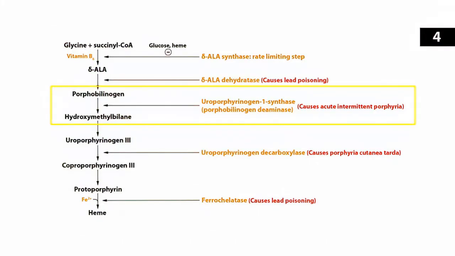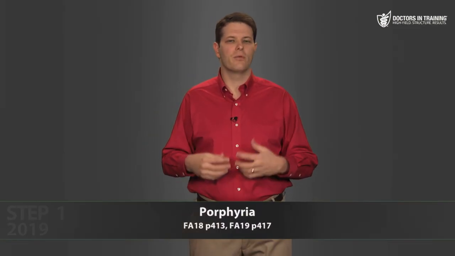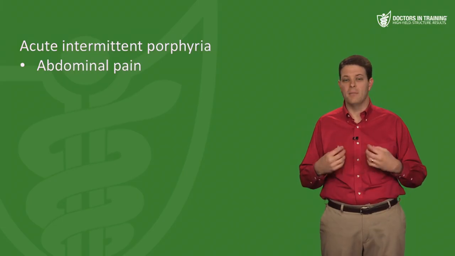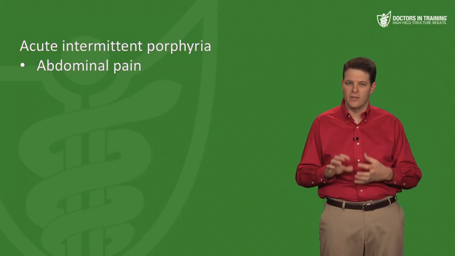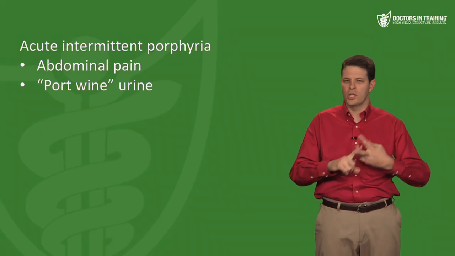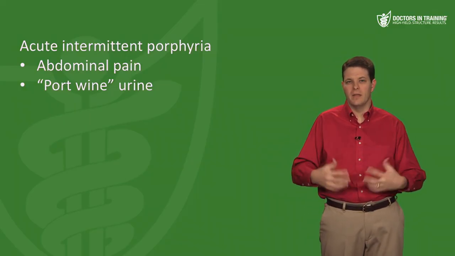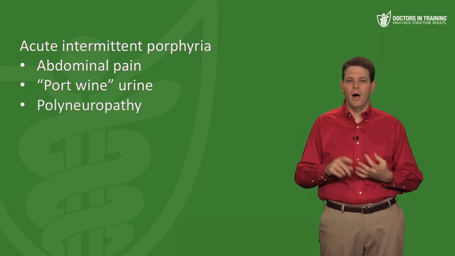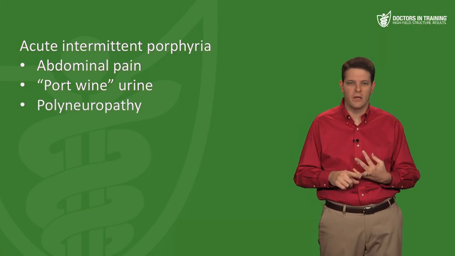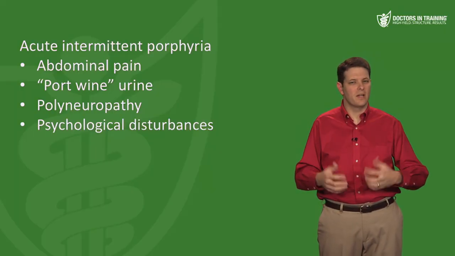Acute intermittent porphyria is caused by a deficiency of uroporphyrinogen 1 synthase, which is also known as porphobilinogen deaminase. But the main thing with acute intermittent porphyria is to be able to recognize the presentation of the disease. So it's going to present with abdominal pain, which is a neuropathic pain. Those intermediate heme precursors are thought to be neurotoxic. Patients are going to have port wine urine. It's a very dark or reddish urine because of excess heme precursors that build up in the blood and then spill into the urine. And then polyneuropathy, again, this is a neurological dysfunction taking place, and psychological disturbances. So again, those heme precursors are neurotoxic and that can lead to some psychological problems.